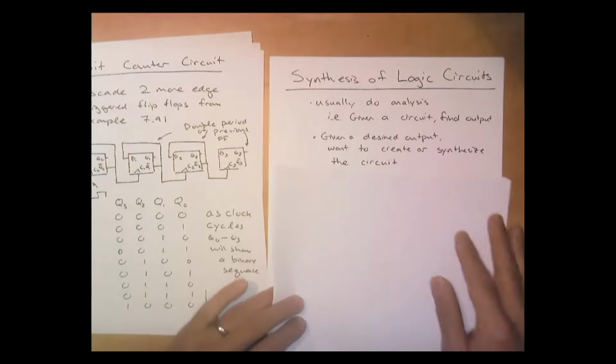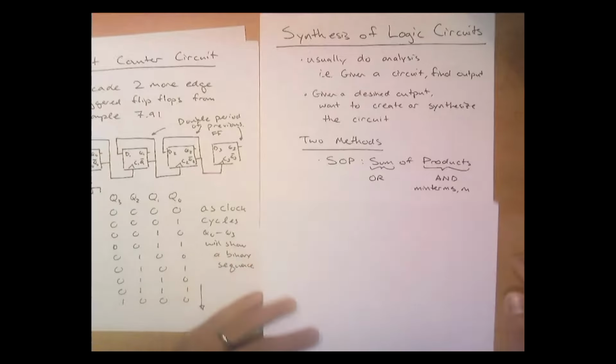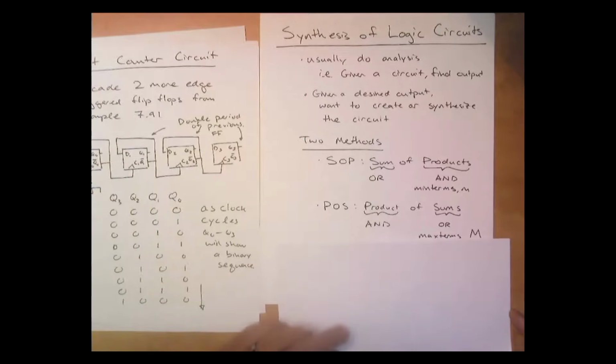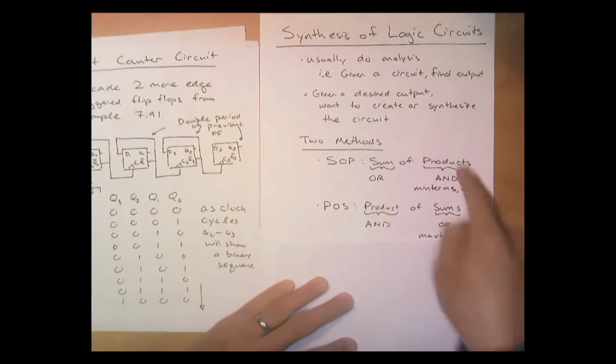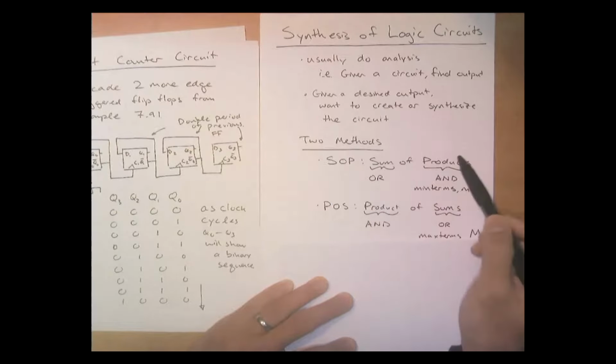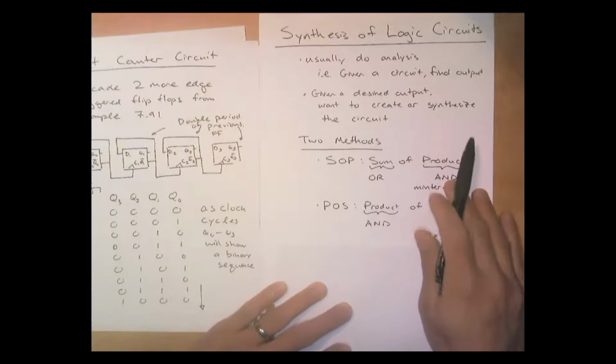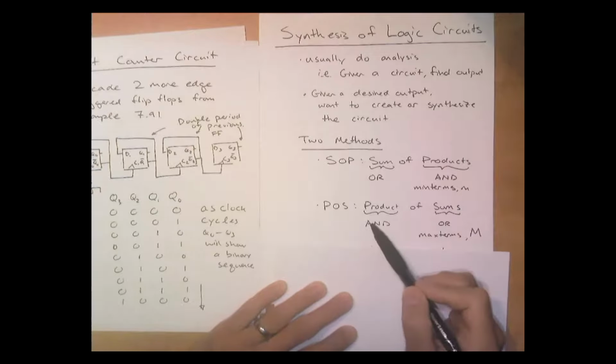Okay, so there's two main methods. There's sum of products, and then there's product of sums. Okay, and so what we're going to focus on in this lecture is the sum of products. And just another review, sum, remember, means OR, and products means AND gates. And we're going to look at these things called min terms, right? And these min terms are going to be corresponding to a row in the truth table where you get an output of 1.